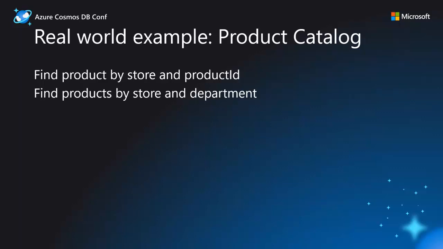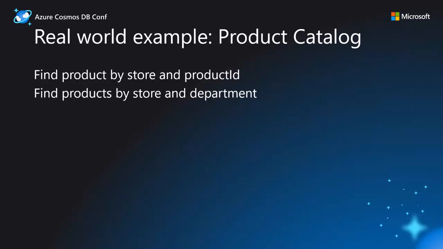The second query is find products by store and by department. So say you're doing mass inventory for a whole department and you want to make sure that everything is in the right spot on shelves. So we look at this, we see these two queries. It's going to be a read-heavy scenario. It's a product catalog. We don't get new products that often.